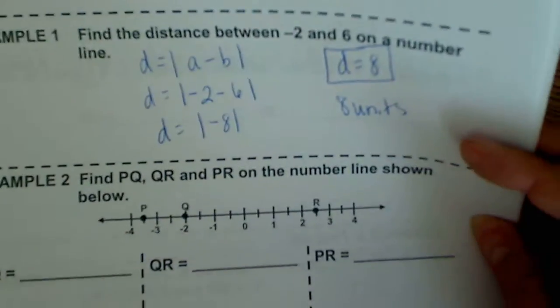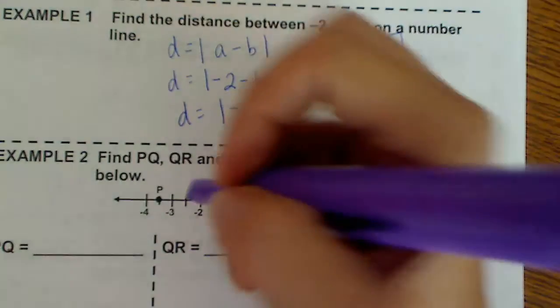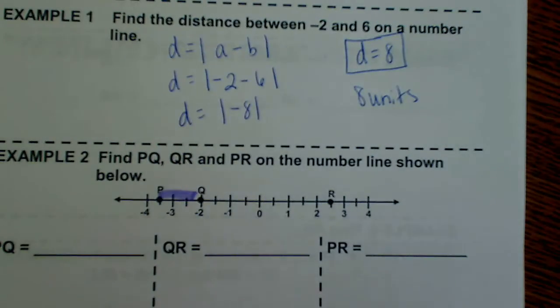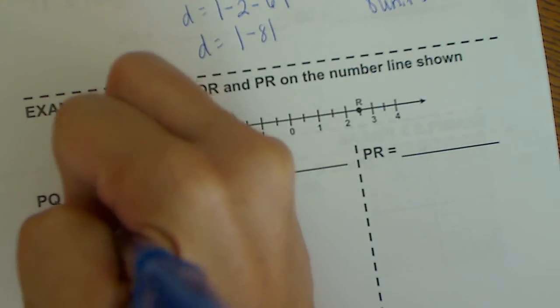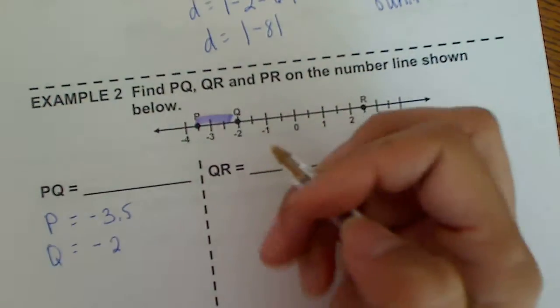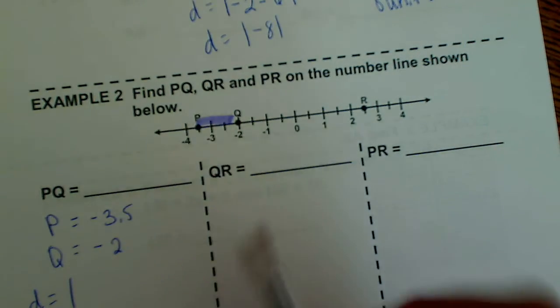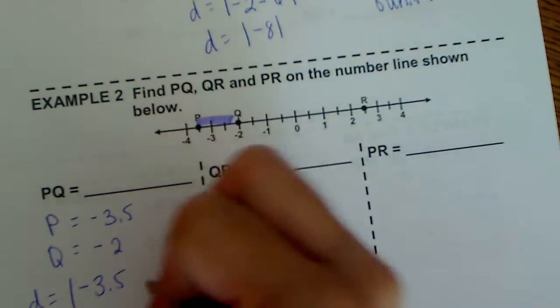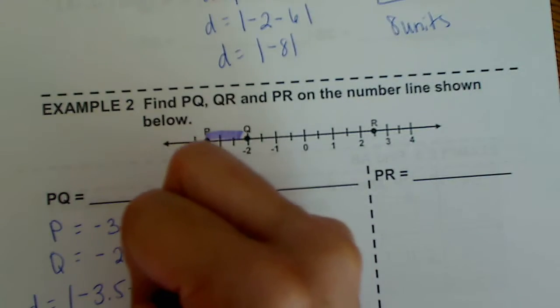Okay, on this one down here, you find PQ, so from P to Q, from here to here. Okay, so P is located at -3.5, and Q is located at -2. So we're going to put that in our formula for the distance, the absolute value of -3.5 minus, because that's part of my equation, subtraction, and -2.